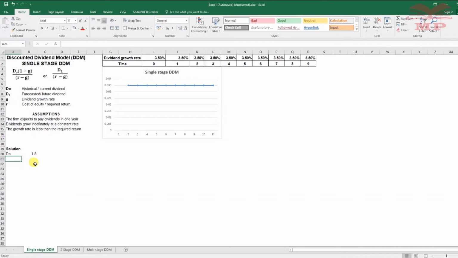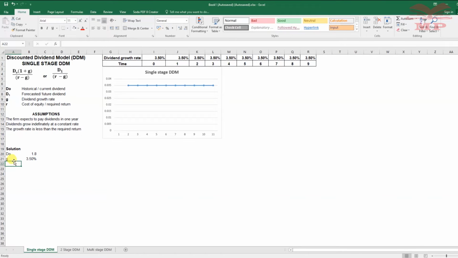We've also been given that the firm's dividend will grow at a constant rate of 3.5%. So the G has been given to us over there as 3.5%. Fine, that's fine. And then what else have we been given?